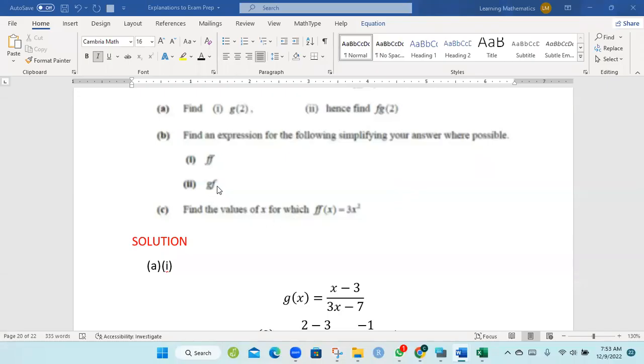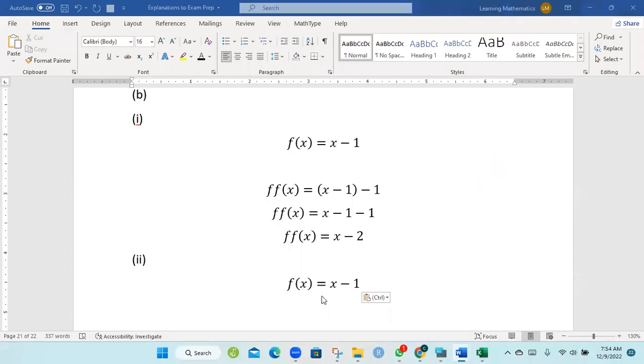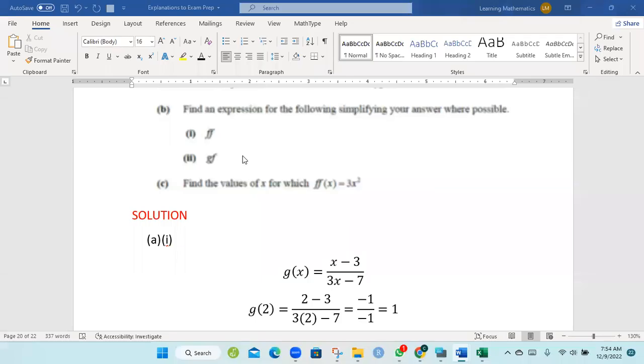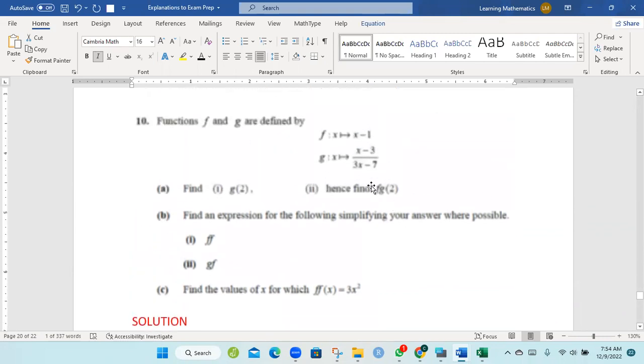Now we have to find what is g of f. Now we always start from the right. This is called composite functions. So to find g of f, we have to start with f. We have to find what is f first. So f is x minus 1. Now we have to find what is g. g is actually, here it is, x minus 3 over 3x minus 7. That's g.